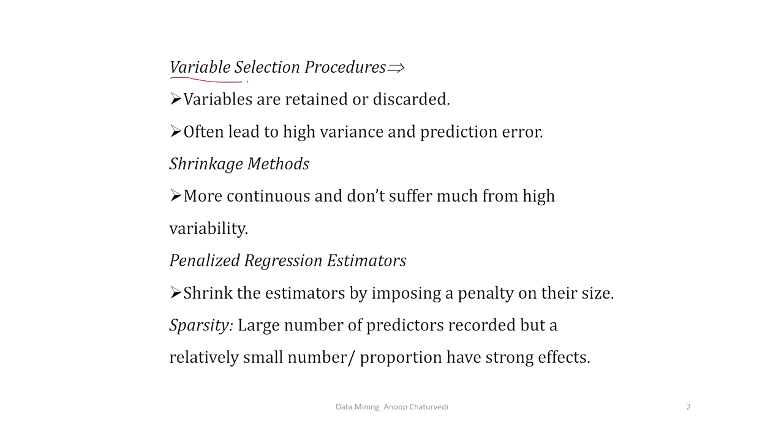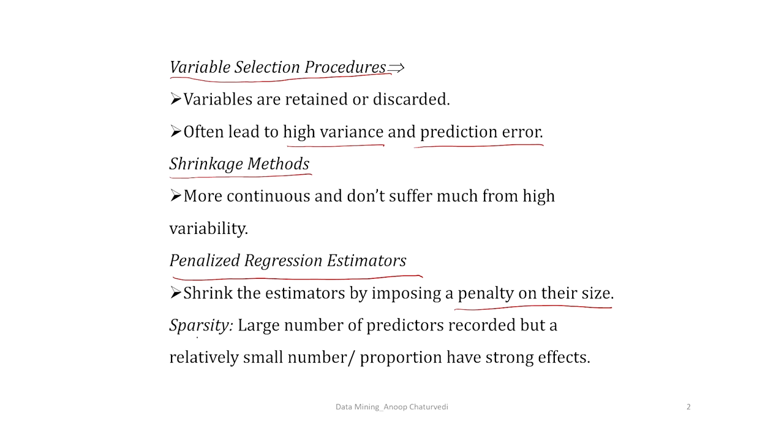There is a problem with the variable selection procedures which we discussed in the last lecture. In the variable selection procedures, variables are either retained in the model or totally discarded. And these procedures often lead to high variance and prediction error. So, we require some alternative procedures for estimating the parameters or for selection of variables in the model. So, we consider some shrinkage methods which are more continuous and do not suffer much from high variability. The penalized regression estimators shrink the estimator by imposing a penalty on their size.